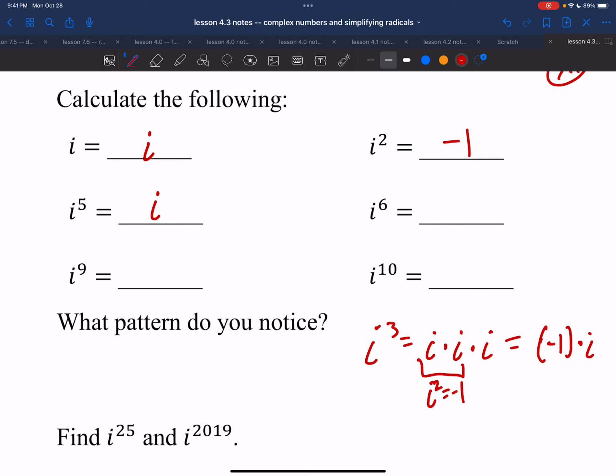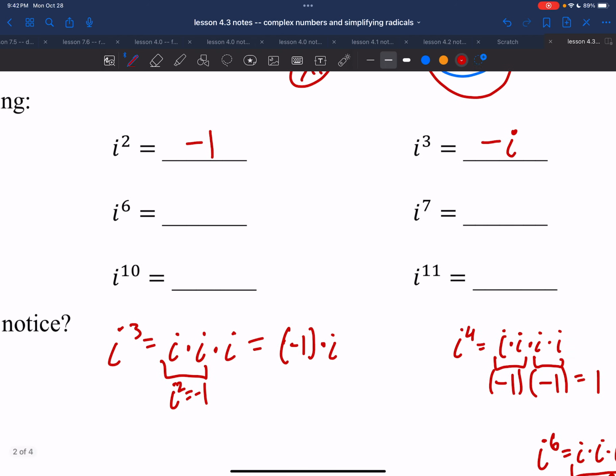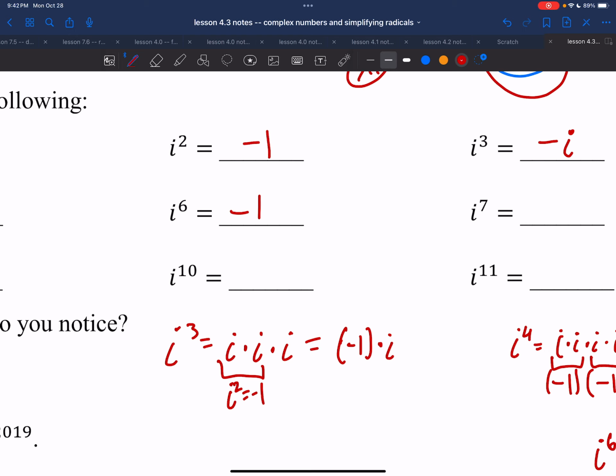So then what is i to the 6th? Well, i to the 6th means i times i, and so on, all of those. That's 4 i's, which makes 1, and 2 i's, which makes -1. So it's 1 times -1, which is -1. Ooh, hey, that's -1. Are you starting to notice a pattern?